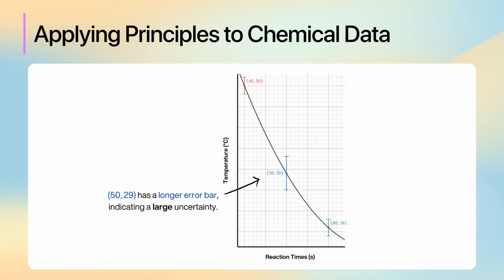For example, we can see that the error bar for the 50-29 point is particularly long, indicating a large uncertainty. This tells us to do further investigation and take more repeats at that temperature in order to be more confident of the results. Note that what we have covered here regarding error bars is slightly above what you need to know for your GCSE exams. However, it's extremely helpful for further understanding and contextualizing the idea of uncertainties.